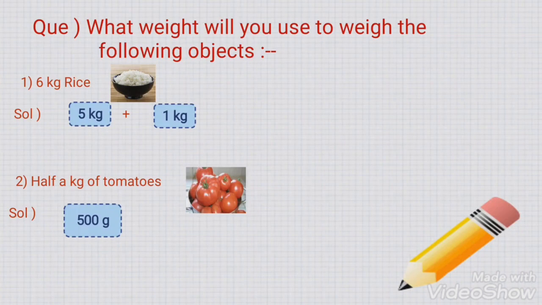Okay, let us see. For 6 kg rice, you can use a combination of 5 kg and 1 kg. That gives a total of 6 kg. For second, half a kg of tomatoes. As we have already studied in the points to remember that half a kg is equals to 500 grams. So directly you can use here 500 grams.